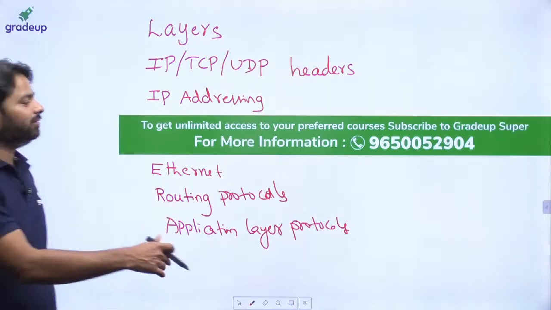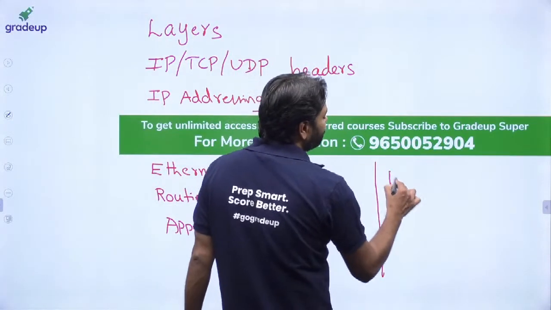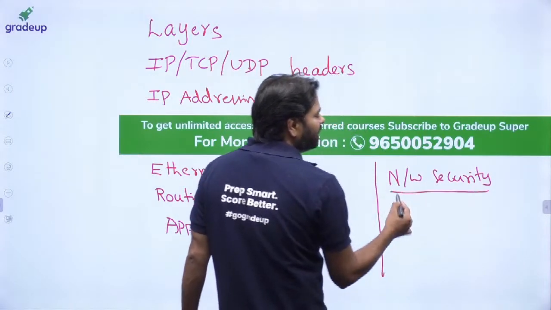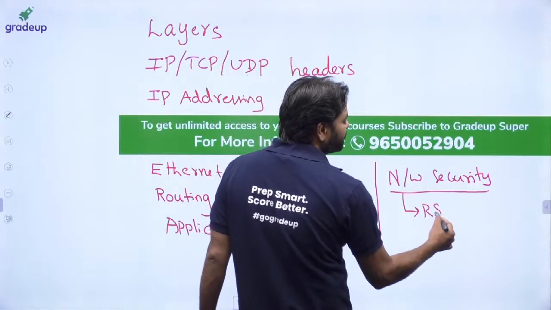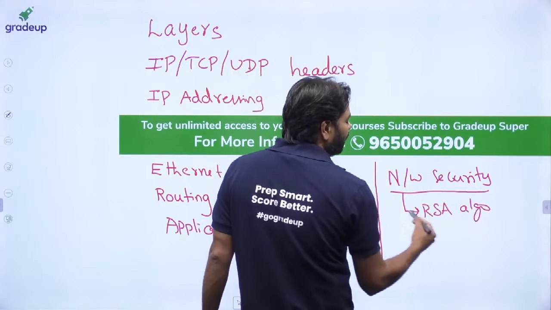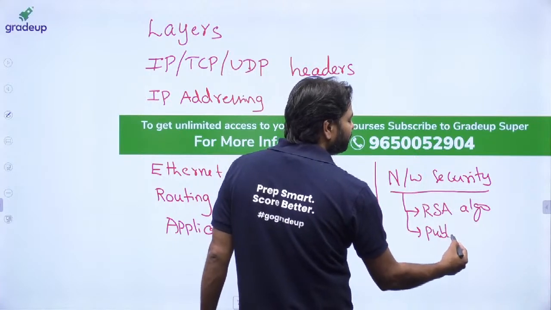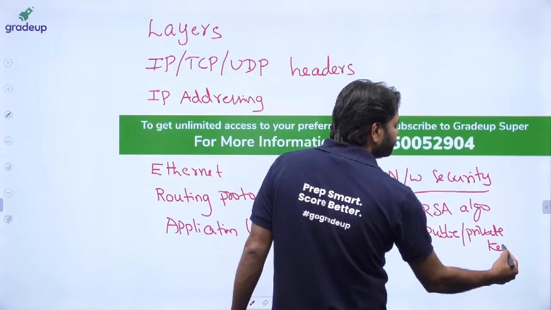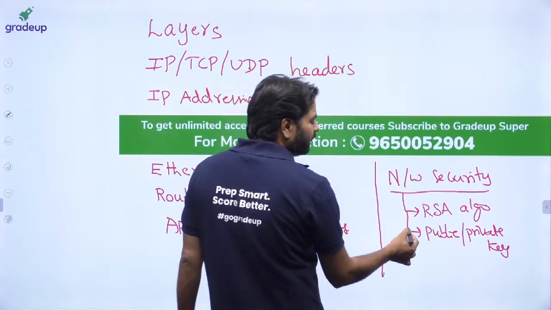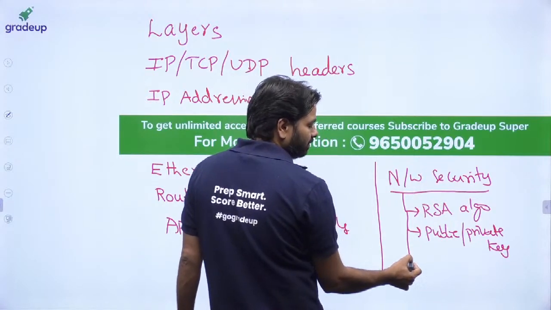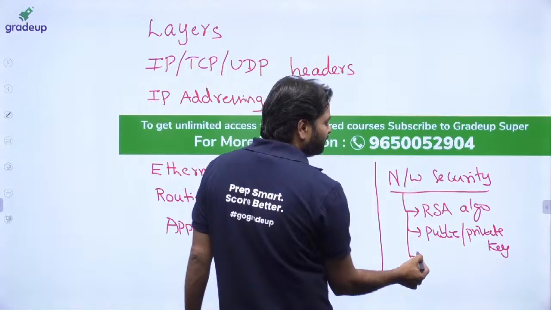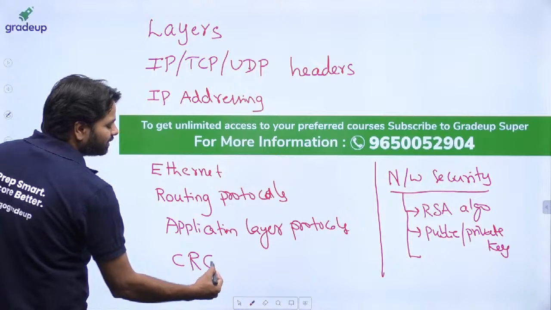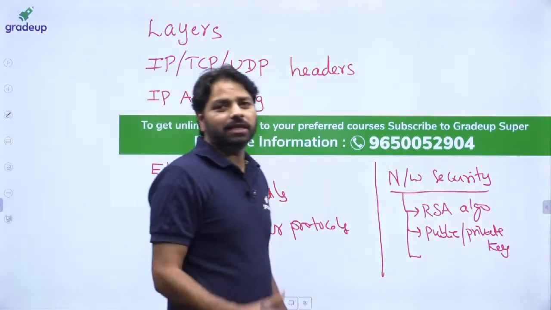And when you are preparing for ISRO, have you seen that there are questions from network security? Do not forget about network security. Very simple techniques like RSA questions, RSA algorithm, public or private key, cryptography. And apart from this, there are some questions I have seen on CRC, the cyclic redundancy check algorithm.